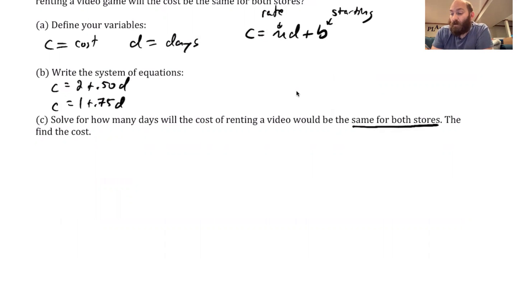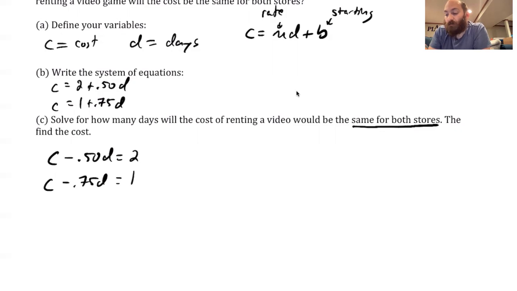So I'm going to rearrange both equations. I'm going to subtract the 0.50d, and that's equal to 2. And I'll subtract 0.75d. That equals 1. From there, I'm going to make everything here the opposite signs, so we're multiplying by -1. So c minus 0.50d equals 2. Negative c plus 0.75d equals -1.